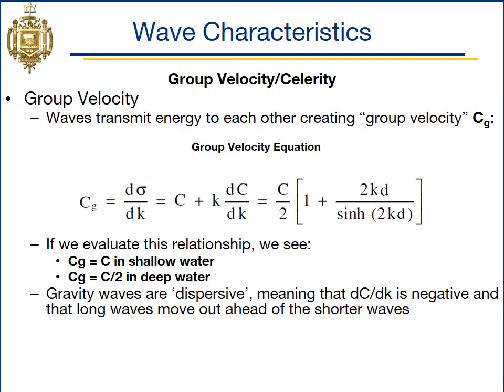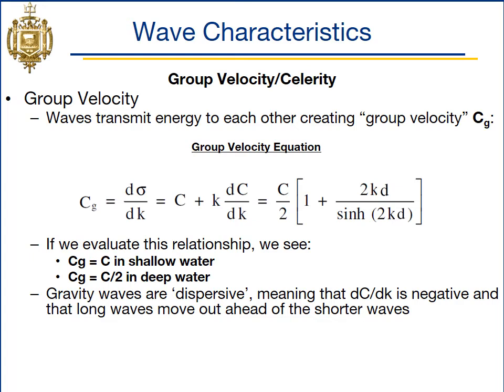So this is the equation for group velocity, and what this reduces to in deep water, we find that the group velocity is exactly 1/2 of the celerity, and in shallow water the group velocity is exactly equal to the celerity. So the group velocity is always somewhere between 1/2 and 1 times the celerity. It's never greater than celerity, and it's never less than half the celerity.